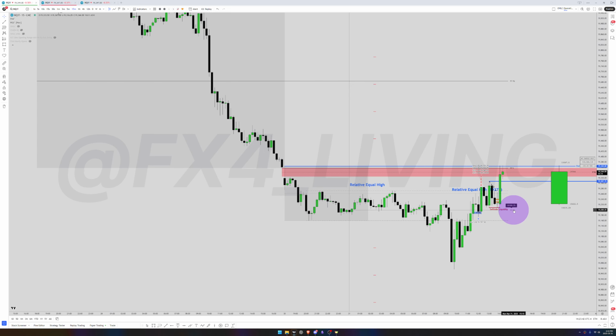Midnight open right here. Pretty large change of state of delivery on that candle right here. That was the one that was part of it. It did retrace to that bullish order block right here. See right here.